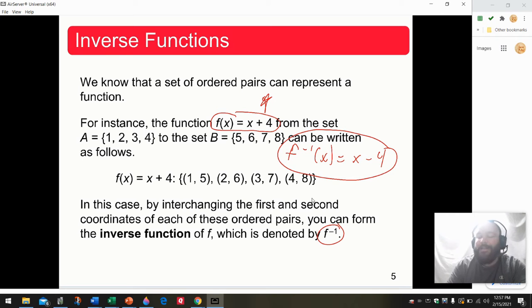And so these can get much more complicated. This is a pretty easy one because the first function that we started with just adds 4. So the inverse of that is going to be to subtract 4.